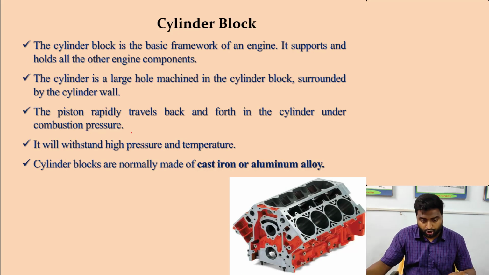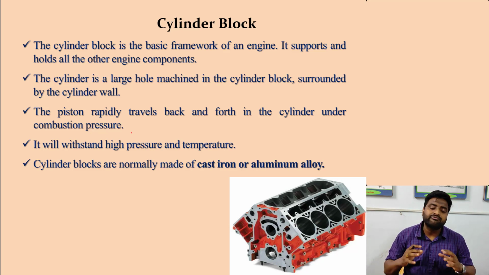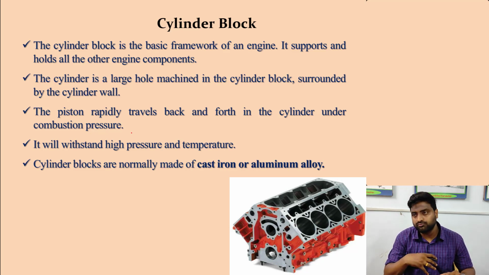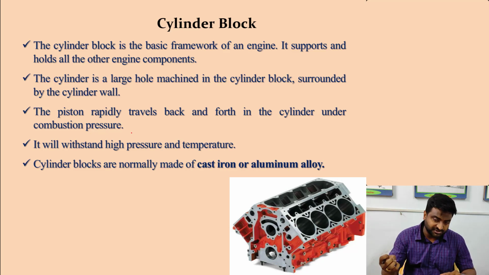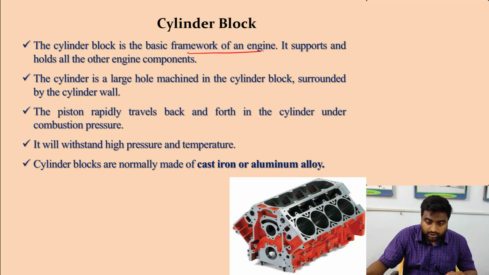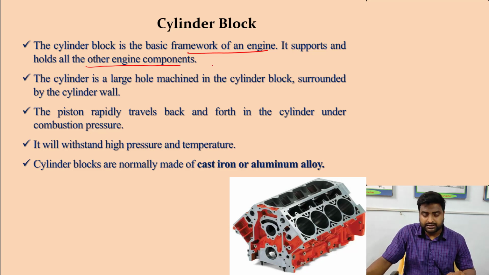Next comes the cylinder block. The cylinder block is the main framework of the engine where all the processes take place. All the combustion process takes place inside the cylinder block. So the cylinder block is the basic framework of the engine. It also supports and holds all the engine components. For example, the cylinder, the piston, the connecting rod, all these things are kept in the cylinder block, due to which the combustion takes place, right?